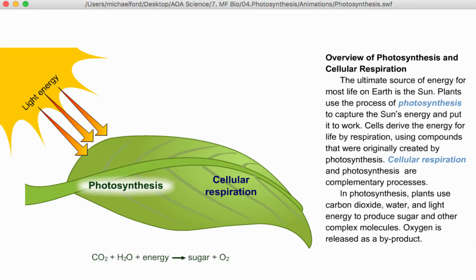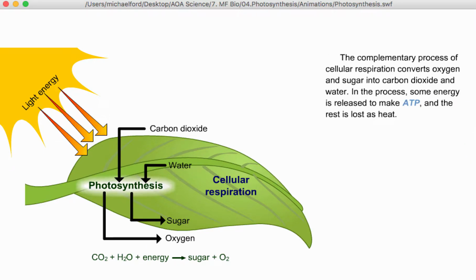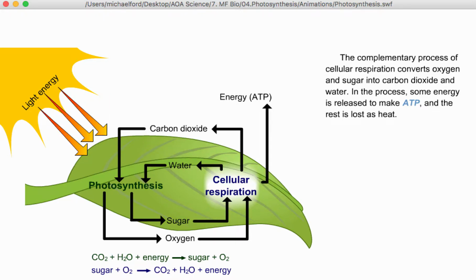In photosynthesis, plants use carbon dioxide, water, and light energy to produce sugar and other complex molecules. Oxygen is released as a byproduct. The complementary process of cellular respiration converts oxygen and sugar into carbon dioxide and water. In the process, some energy is released to make ATP, and the rest is lost as heat.